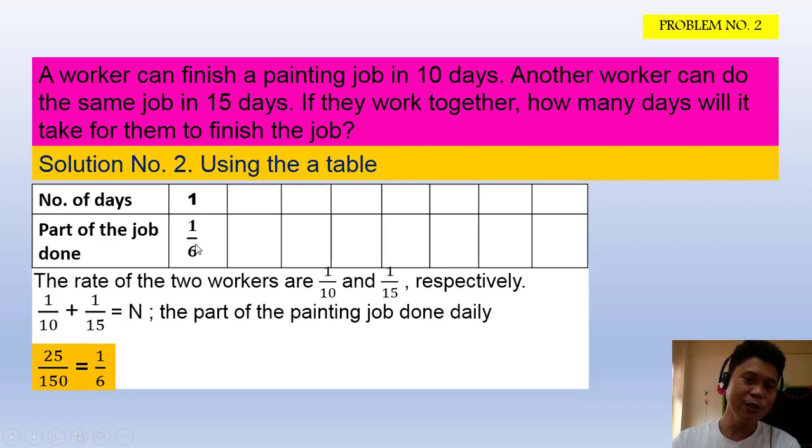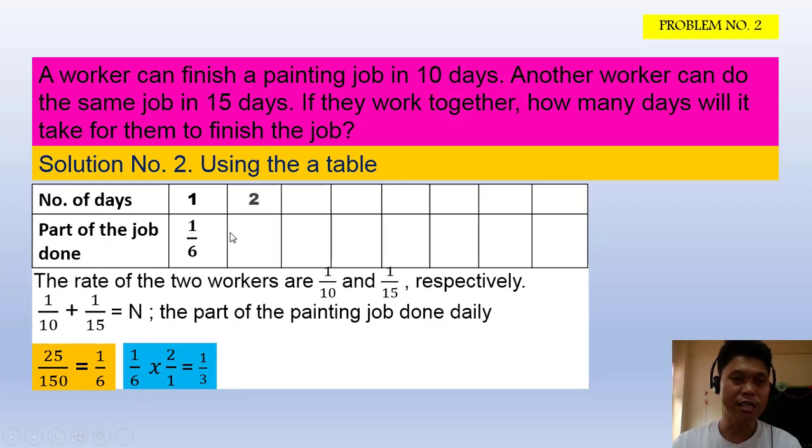So, kung day 2, kumbaga 1/6 times 2. Okay? So, kung 1/6 times 2, ganito lang. 1 times 2 is 2, and then 6 times 1 is 6. 2 over 6, or pwede rin cancellation para mas madali. Cancel out natin to kasi divisible yan, yung dalawa. So, divide by 2, magiging 1 to, tapos magiging 3. So, 1 times 1 is 1, and then 3 times 1 is 3. 1/3. Sa second day, 1/3 na ng job ang tapos.